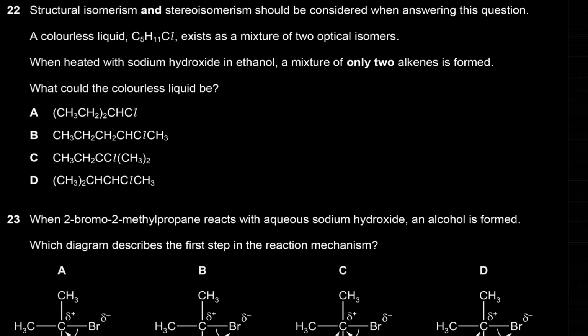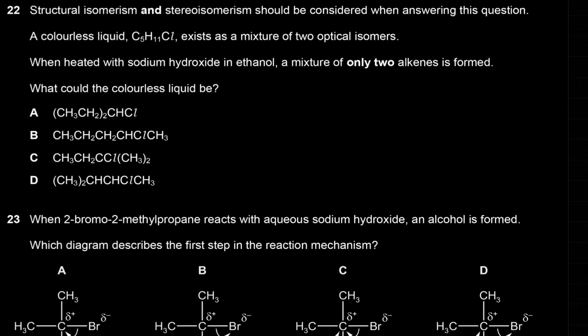Question number 22. Structural isomerism and stereoisomerism should be considered when answering this question. A colorless liquid, C5H11Cl, exists as a mixture of 2 optical isomers. When heated with sodium hydroxide and ethanol, a mixture of only 2 alkenes is formed. What could the colorless liquid be?